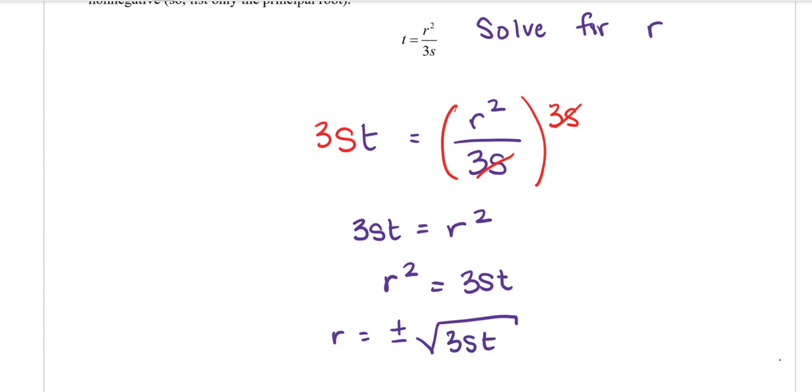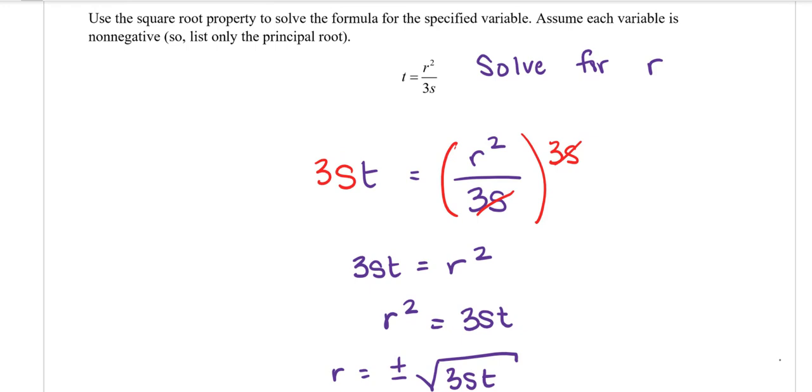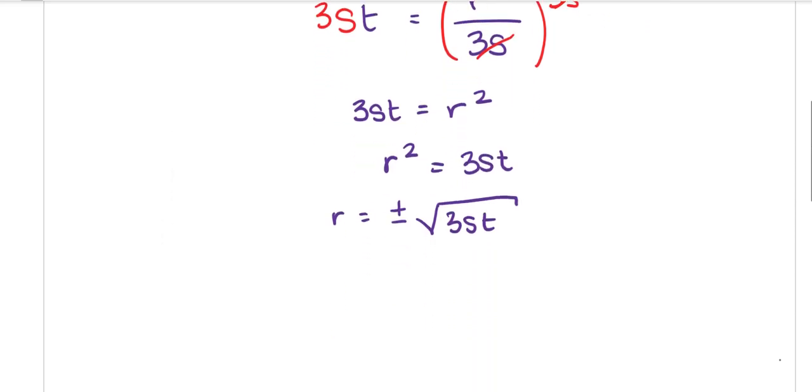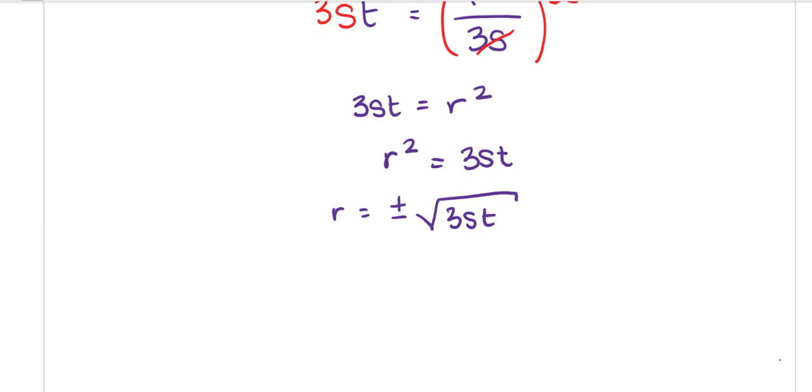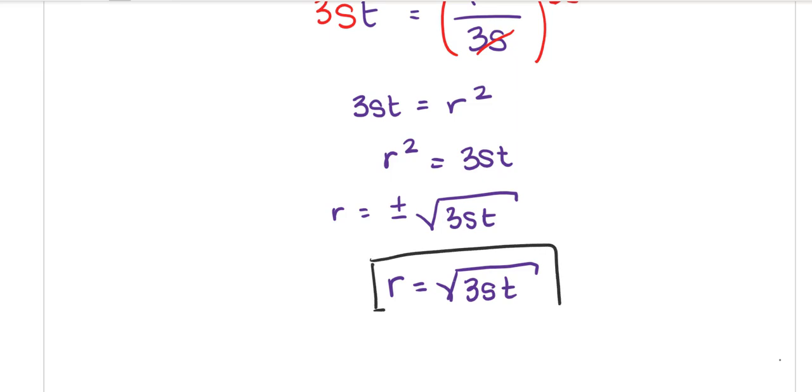3st. Now, in the original instructions, we're assuming each variable is non-negative, and we're going to list only the principal root. And the principal root is the positive root. So we don't want the negative value there. We only want the positive. So solving for r with only the positive root, we've got r equals the square root of 3st. And there's our equation rewritten in terms of r using the square root property.